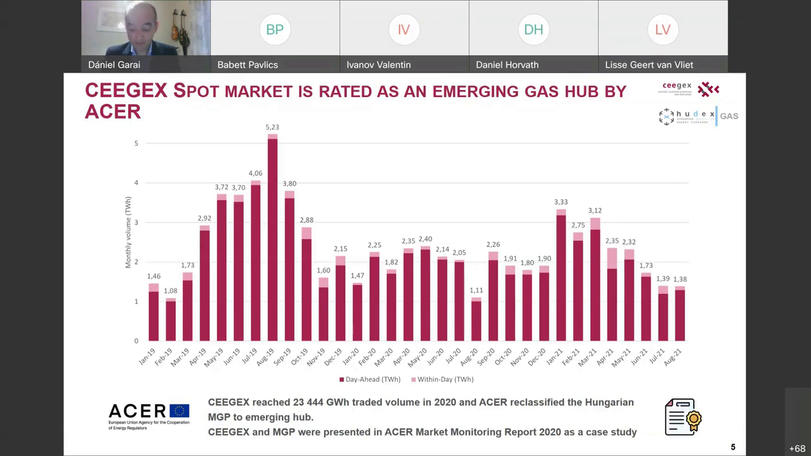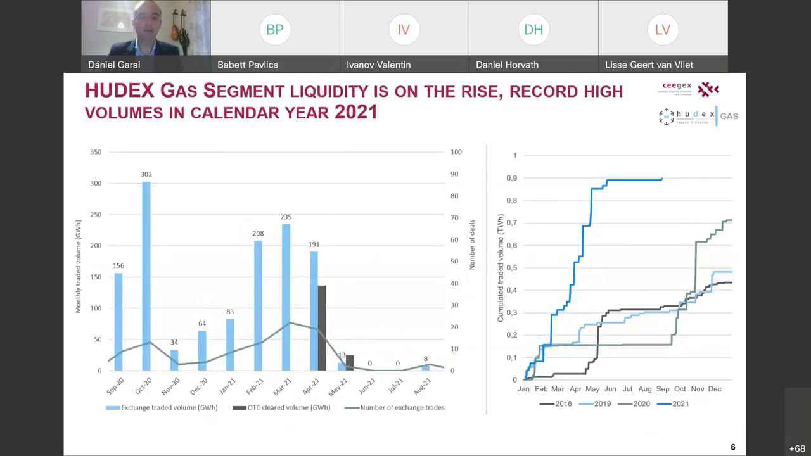CEEGEX was also, and it's a great honor for us, recognized by ACER in 2020, and basically the Hungarian MGP, together with CEEGEX, was reclassified to an emerging hub category. Indeed, we are expecting this role to even further increase in the near future, because there are pretty big opportunities ahead of us. I will talk about that later briefly.